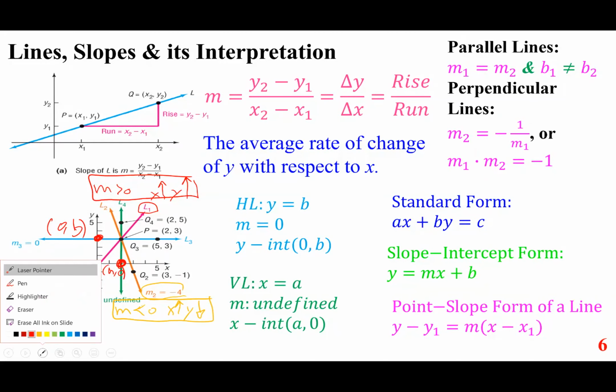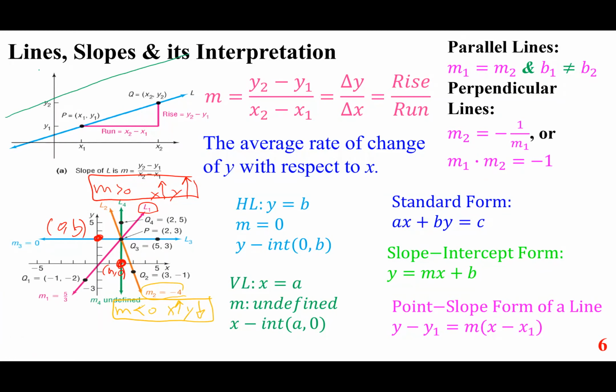In other words, if I were to draw a line, let's pick a proper color. If I draw a line here, and I'll call this L sub 2, then L sub 2 and L are parallel.